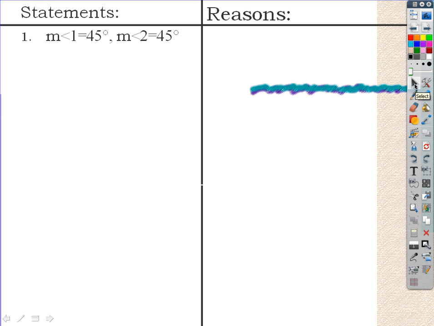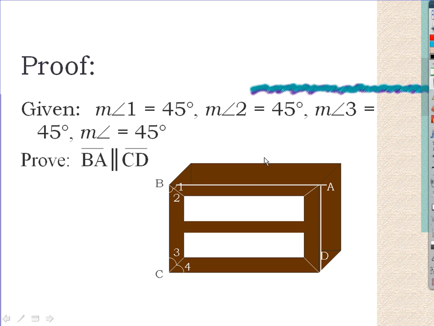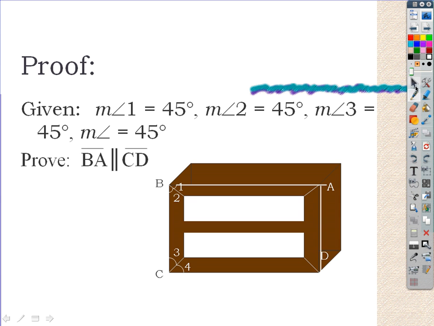Okay. So let me go back. Okay, so right there. So now you see the pieces, top piece, bottom piece, left piece, right piece. And what we want to prove here, what we're told is that we cut these things at 45s, right? So that angle right up there, that angle 1 is 45 degrees.